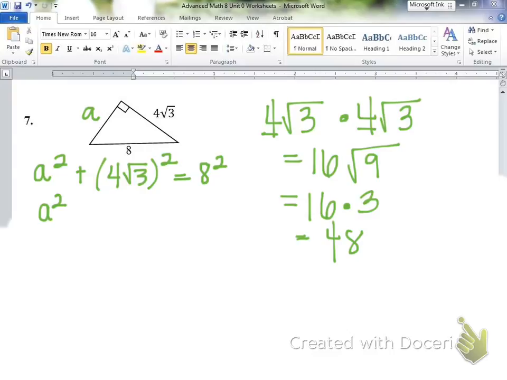How could we shortcut this? 4 squared gives me 16. Square root 3 squared, they undo each other, which gives you the 3. Okay, so a square root and a square undo each other. Or you can write it all out. I would like you to write it all out at first until you get comfortable doing it in your head. So this is going to be a squared plus 48 equals what? 64.